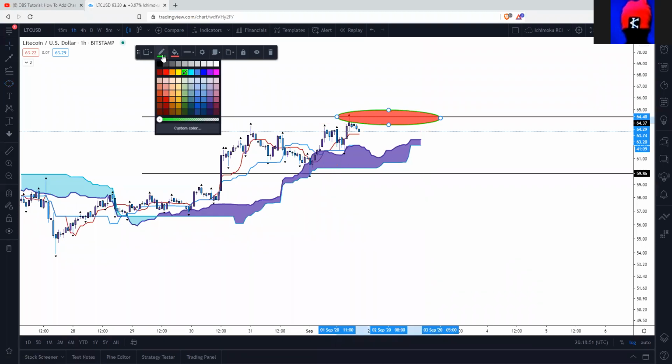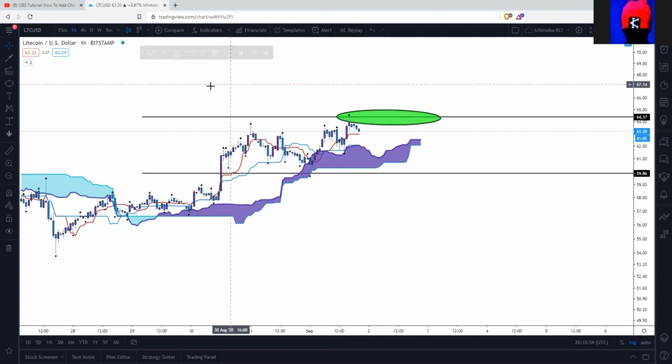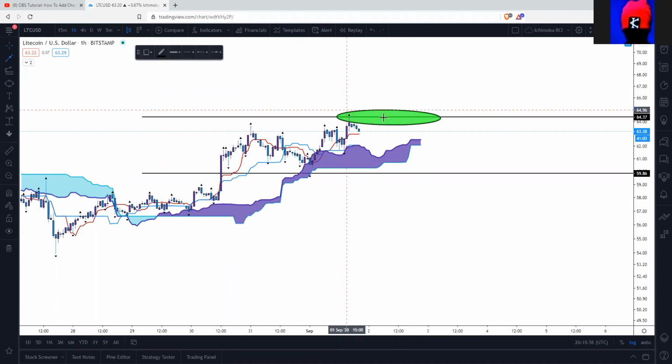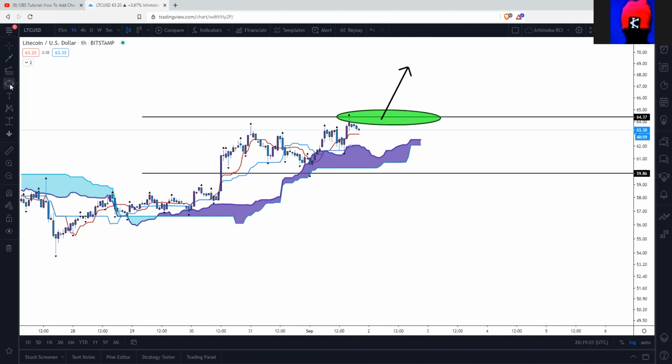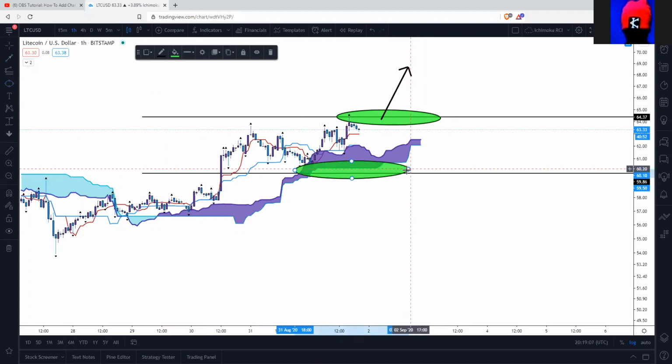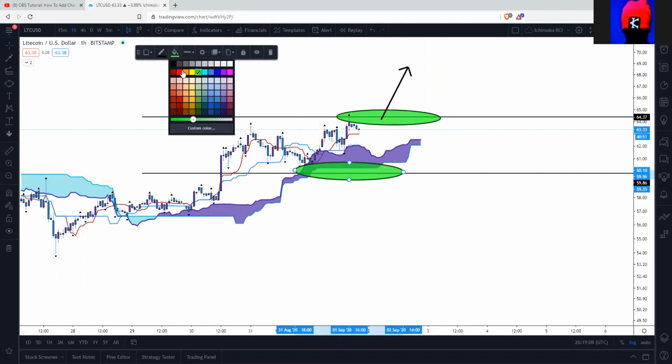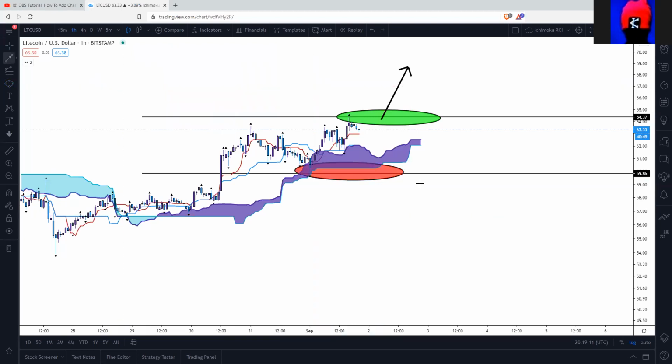Why did it do that? Do this. So if it breaks this fractal level, I'm expecting it to go higher. Now, vice versa could be said, because remember, when the market's in a range, anything could happen. So here, if it breaks the red, breaks to the downside here, I'm taking this trade to the down. So this is how I trade.